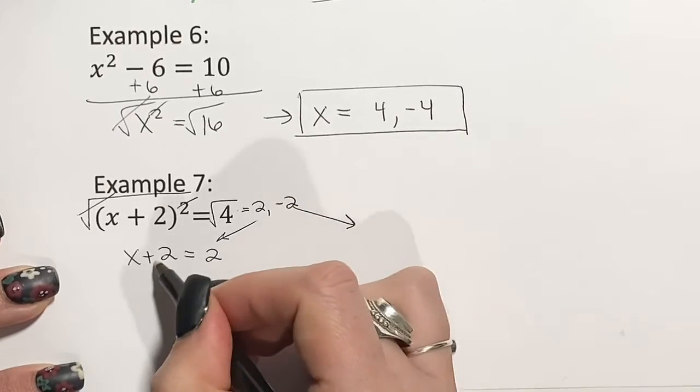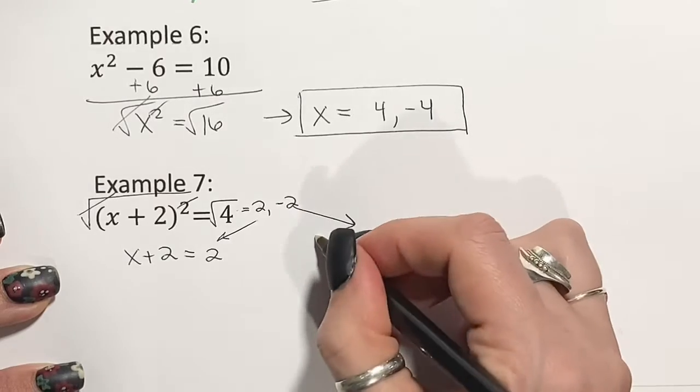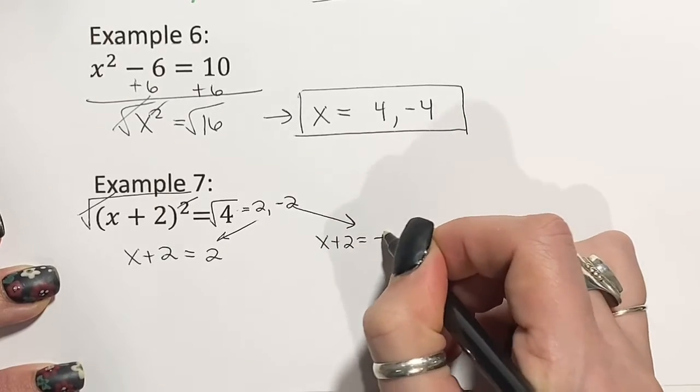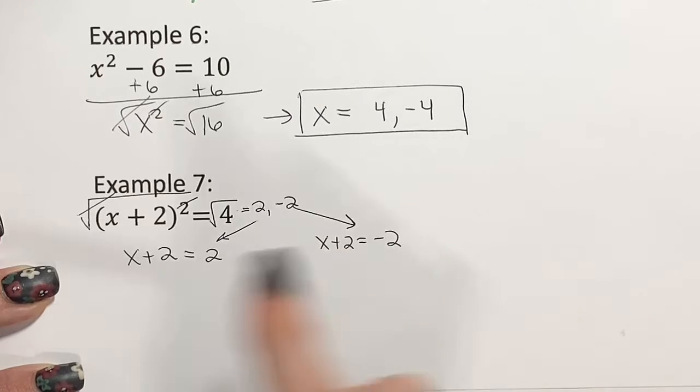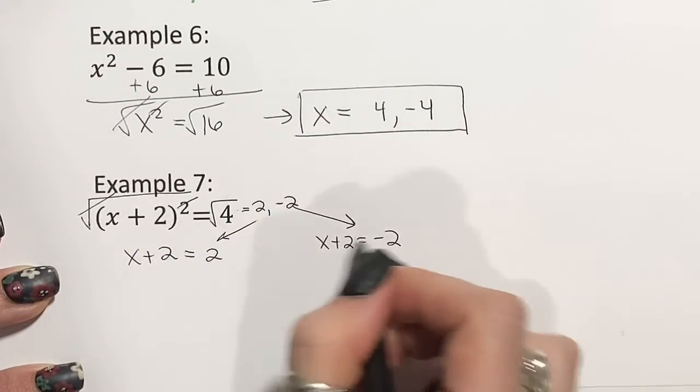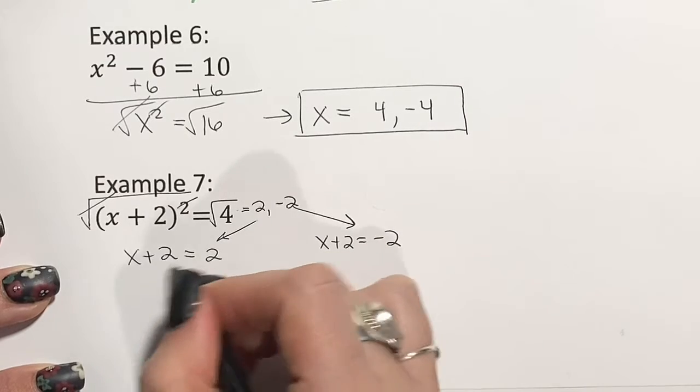But I also need to do x plus 2 equal to negative 2. Since I have 2 solutions for the square root of 4, I have 2 and negative 2. So we're going to have kind of 2 answers, but the order's all mixed up from what we were doing up here. So write your 2 equations and then start solving on each of these.